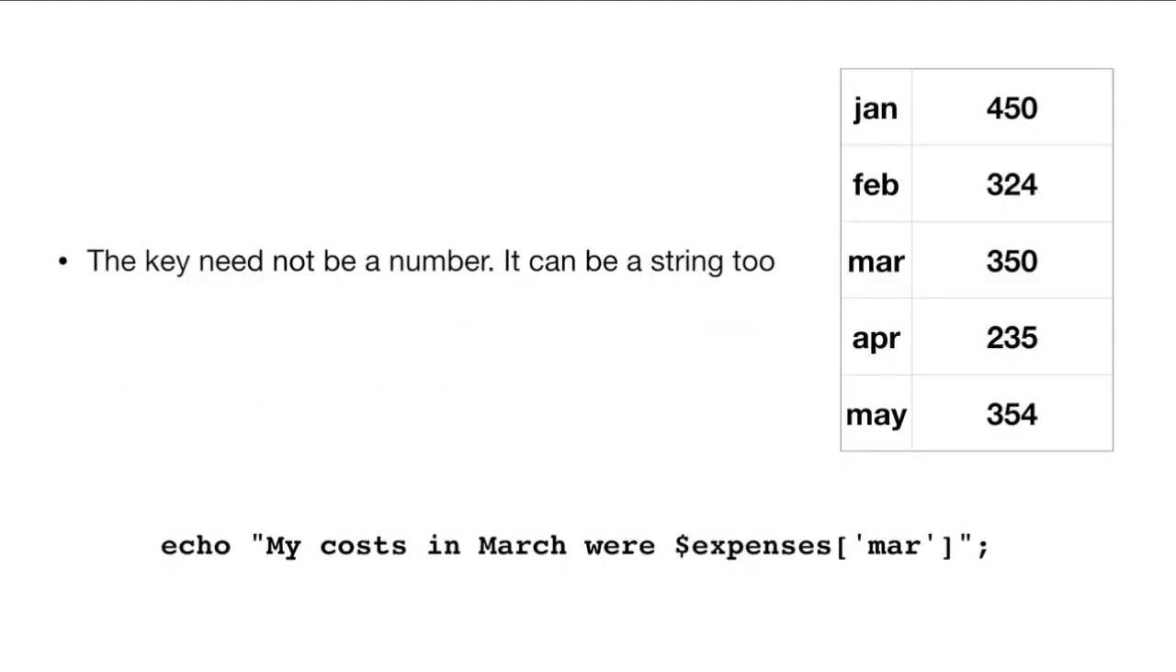Now it turns out in PHP that the key to an array doesn't even need to be a number. It can be a string also. Here we have an array of number values, but the key to each element of the array isn't an index 0, 1, 2, 3, 4. It's a sequence of characters. And so we can say my costs in March were expenses mar, and this will say my costs in March were $350.